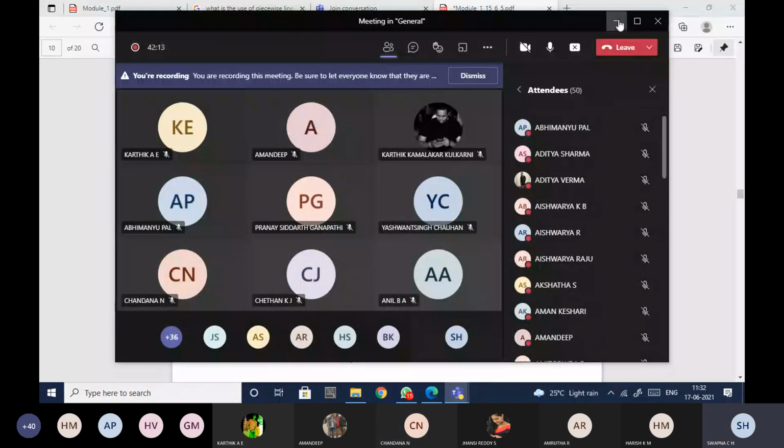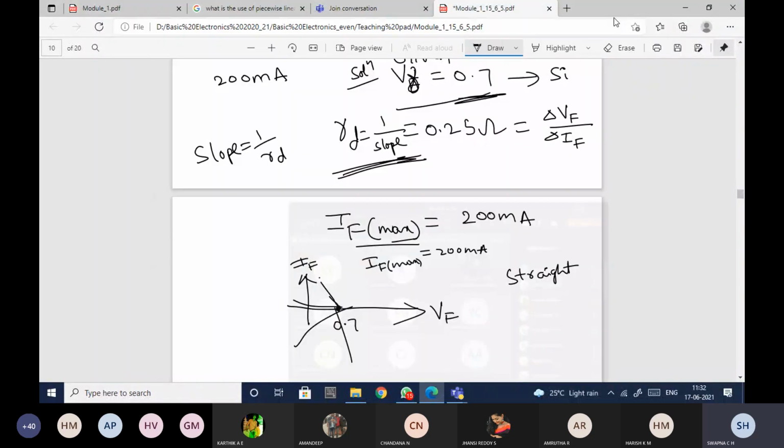I don't know what I need to do, so I need to use the given data and find it. So, what is the given data? He has said that the dynamic resistance of the diode is 0.25. It means that he has given the RD value. So you know how to find the RD value.